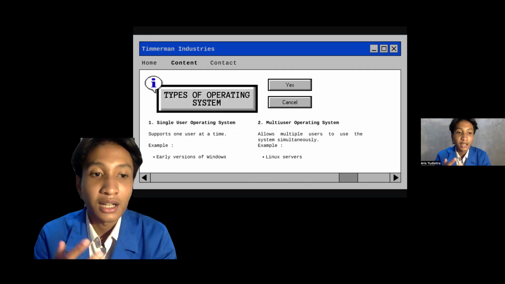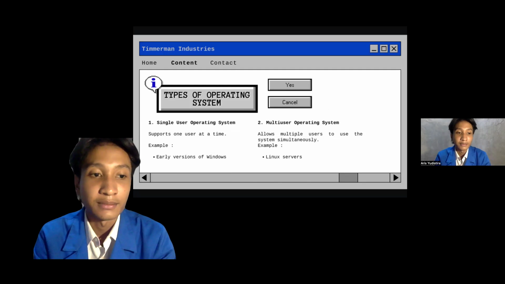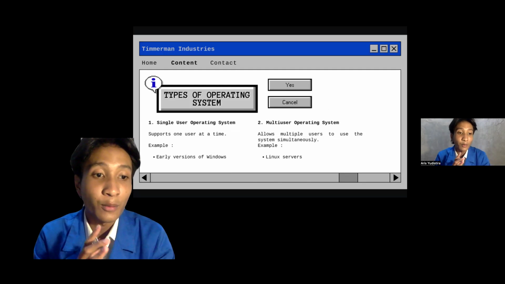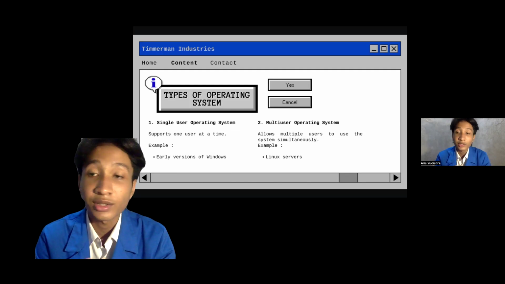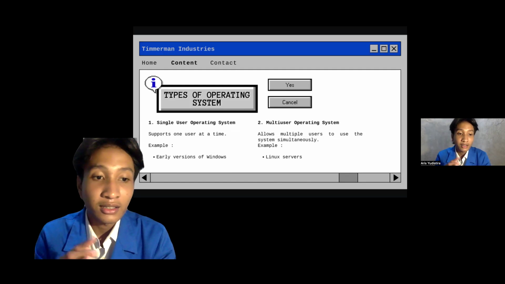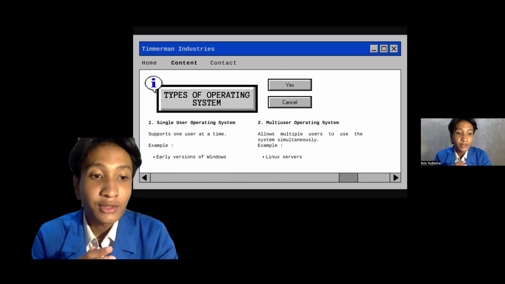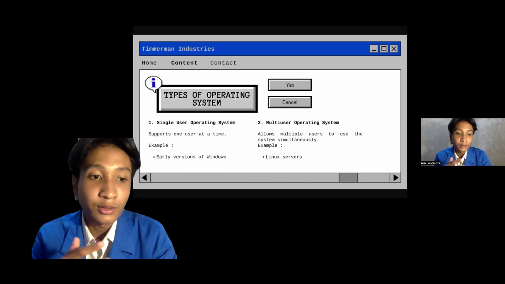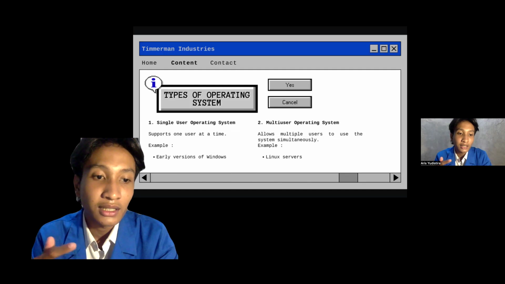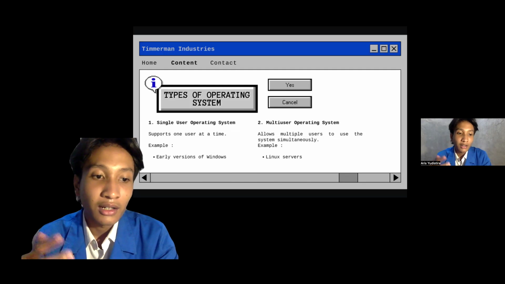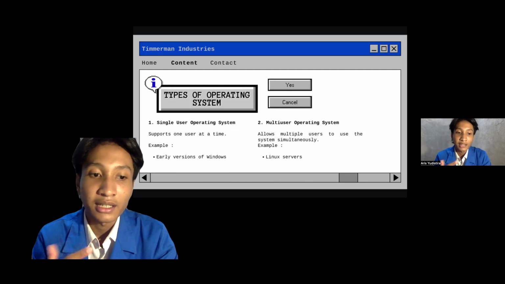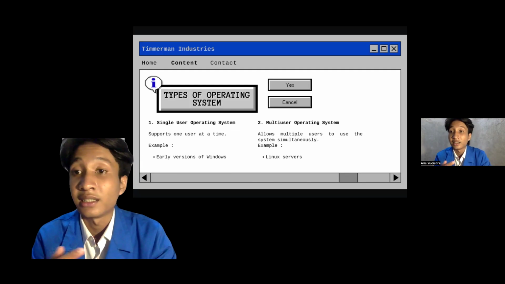There are several types of operating systems. Single user operating systems support one user at a time. Multi-user operating systems allow multiple users simultaneously, such as Linux servers. Real-time operating systems are used in robotics, medical equipment, and industrial machines where quick response is important.